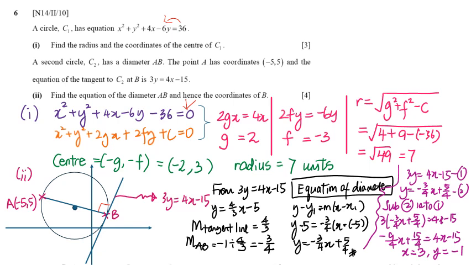So therefore, we found the coordinates of B to be (3, -1). Okay, we're not done yet. We still have parts 3 and 4 to do. So let's meet at the next slide.